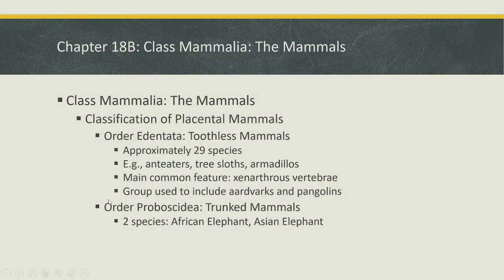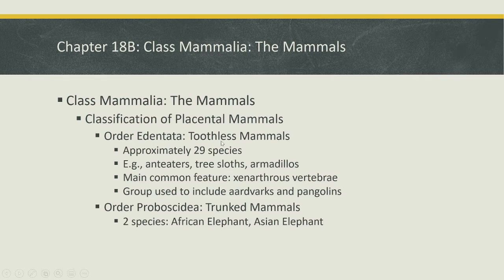Okay, moving on. We're on to order Edentata. These are known as the toothless mammals, but technically some of them do have teeth. They're just not very well developed and they don't have enamel, but they're considered toothless. There are about 29 species here, including anteaters, tree sloths, and armadillos.